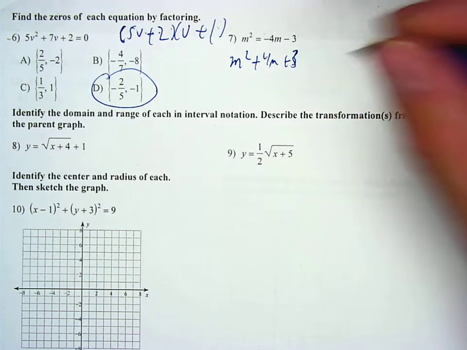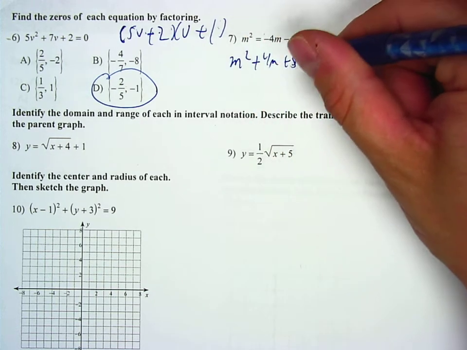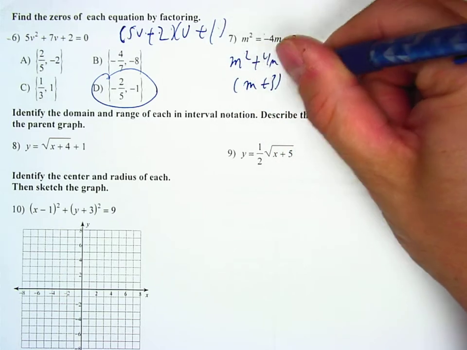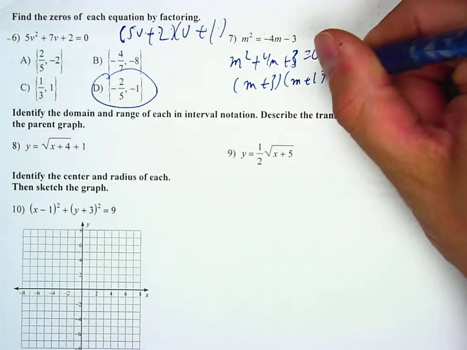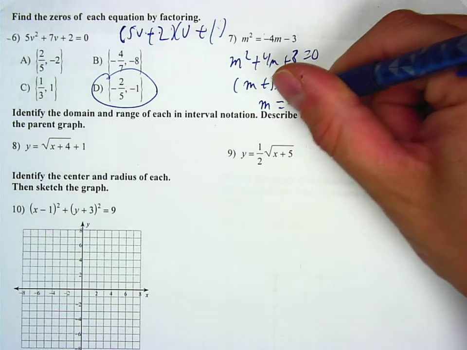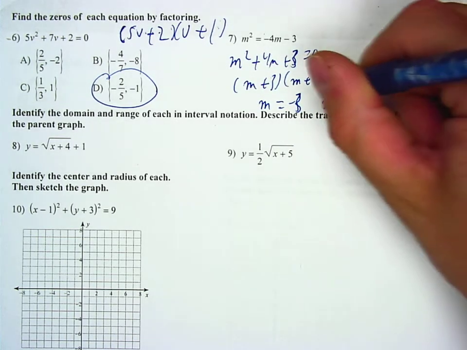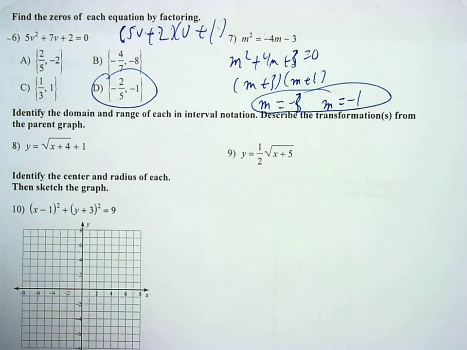And I'll look at that and I'll say, well, that one factors as well. It's equal to 0. So that's m plus 3 and m plus 1. So m's going to equal negative 3 and also negative 1. Negative 3 and negative 1 will be my two answers there. So again, what I'm doing there is just solving for the variable, setting it equal to 0, solving for the variable.